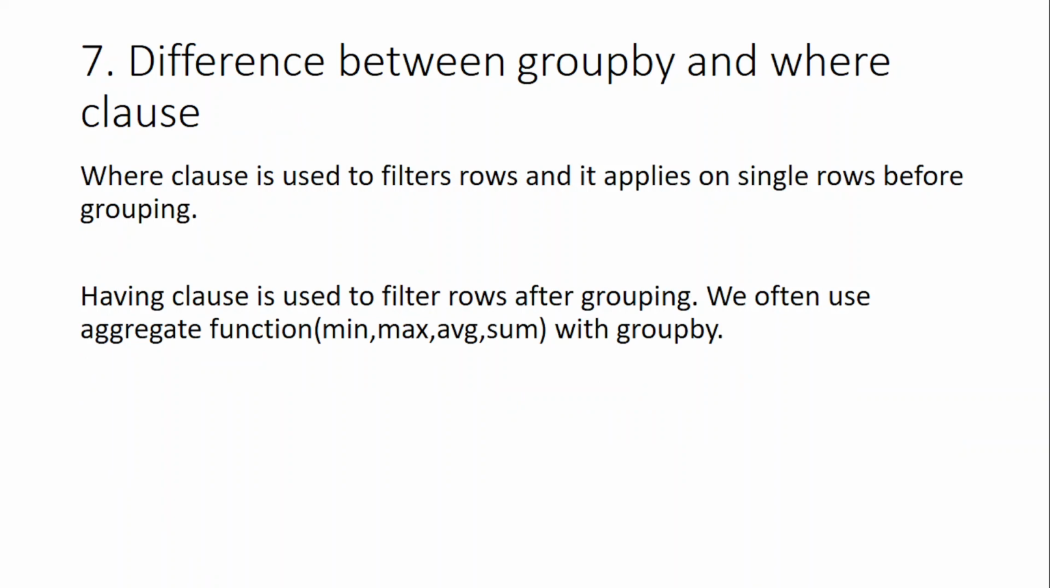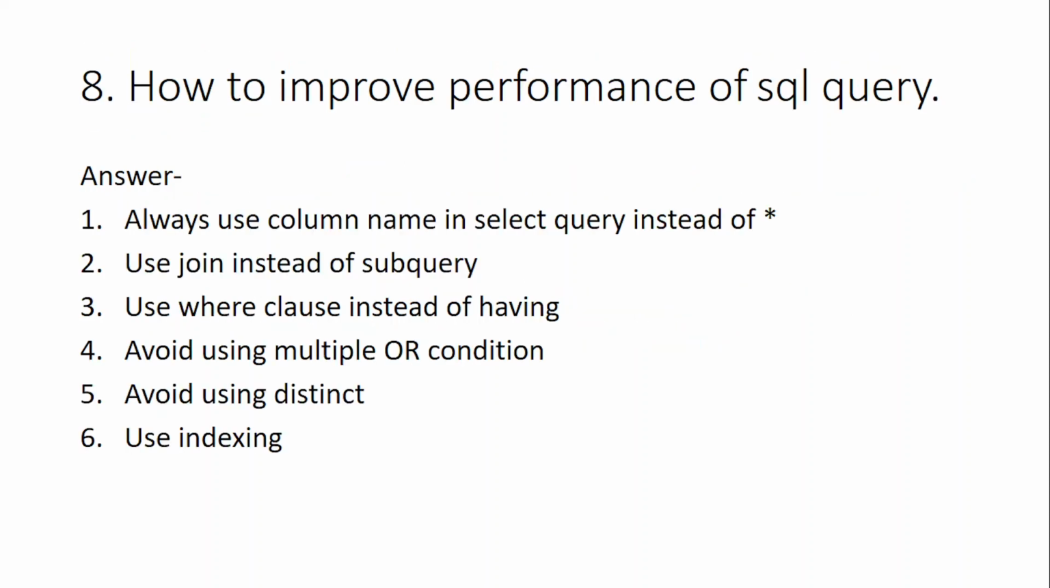And the next important question is the difference between the group by and where clause. You are mostly aware of the answer to this question. First, the having clause is always used with the group by clause, and the where clause will never be used with it. Second, we can use aggregate functions like min, max, average, and sum with the group by clause, but not with the where clause. The where clause is only to filter single rows, whereas having is used after group by on multiple rows.